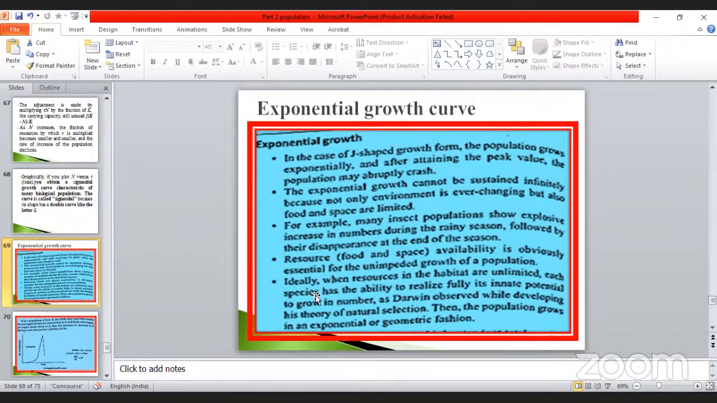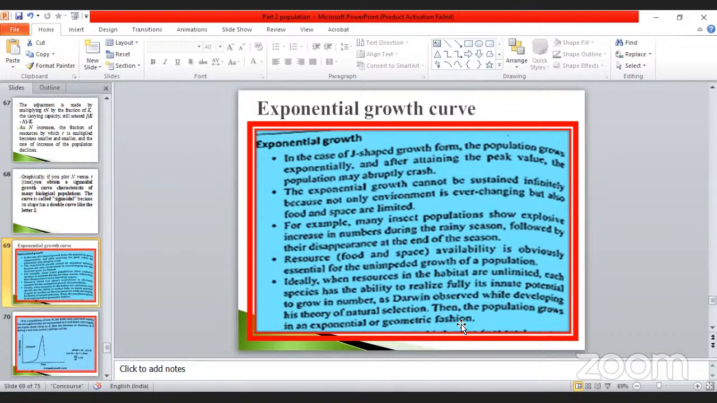Okay. Next one is ideally when resources in the habitat are unlimited, each species has the ability to realize fully its innate potential to grow in numbers. Suppose the resource is unlimited, what happens? The growth is exponential and also unlimited. It will increase. Okay. As Darwin observed while developing his theory of natural selection, the population grows in an exponential geometric fashion.